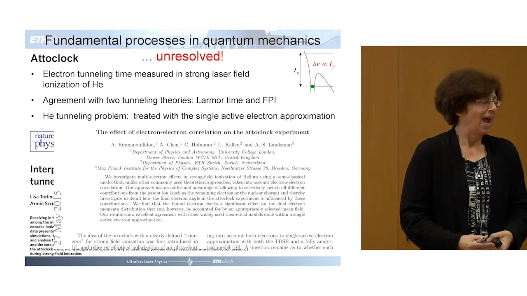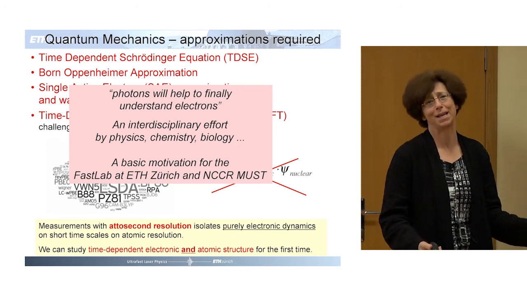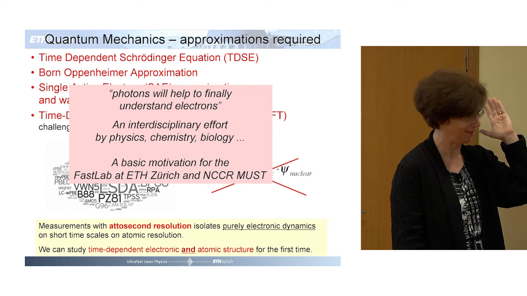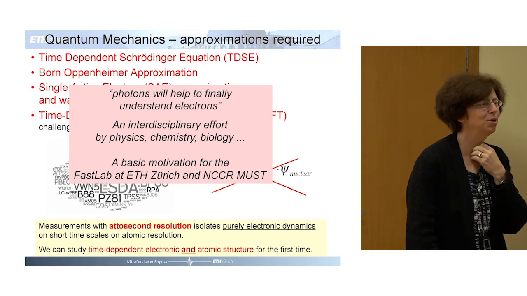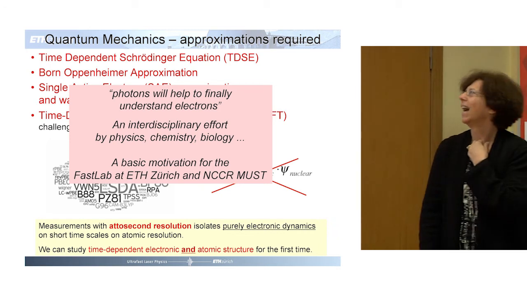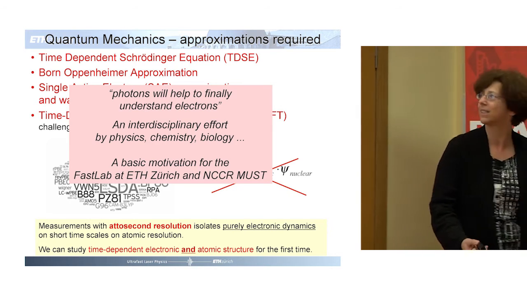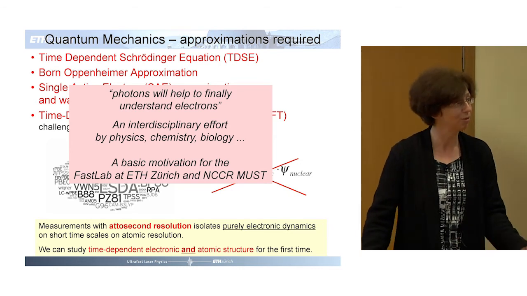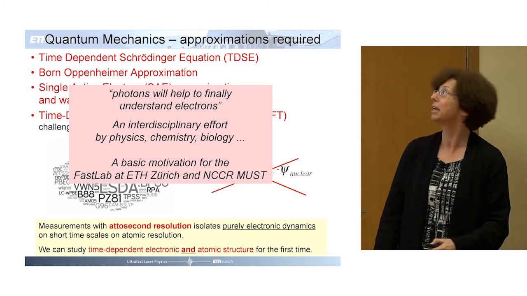So with this example, I hope I could tell you how much excitement we have in attosecond science. We finally are allowed to measure what people told me I cannot measure and not even ask. And what we are actually believing in the attosecond community is that photons will help to finally understand electrons. And it's an interdisciplinary effort that will be beneficial to lots of fields. That was the basic motivation for us in Switzerland to get a national center of competence funded, which lasts for 12 years. It will take us that long.